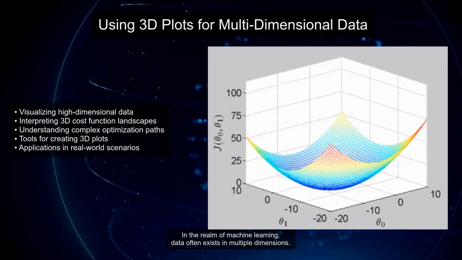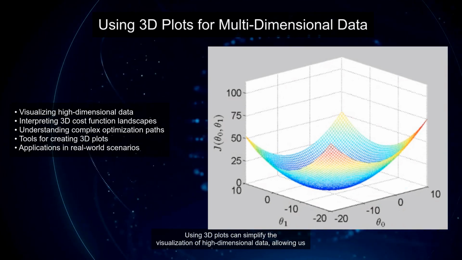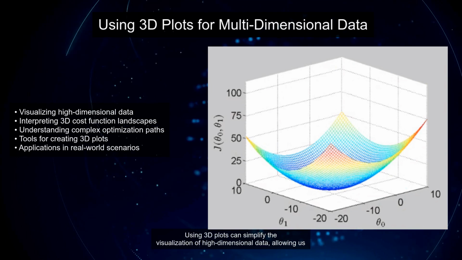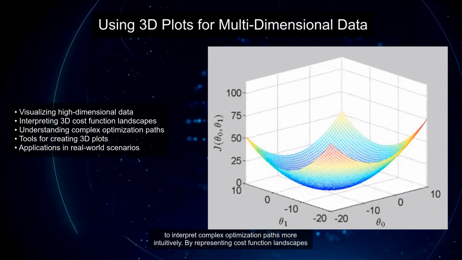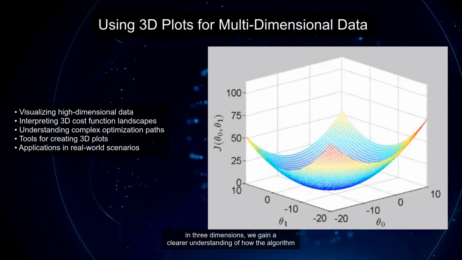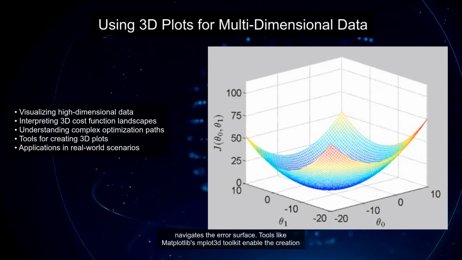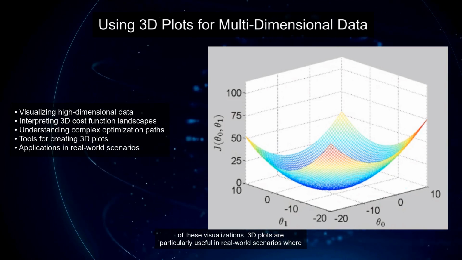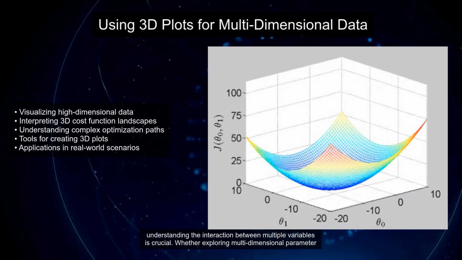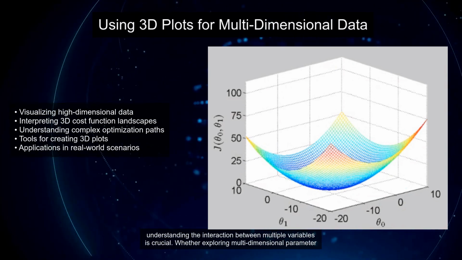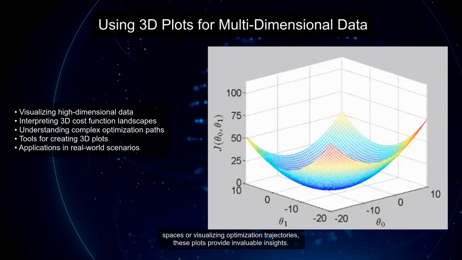In the realm of machine learning, data often exists in multiple dimensions. Using 3D plots can simplify the visualization of high-dimensional data, allowing us to interpret complex optimization paths more intuitively. By representing cost function landscapes in 3 dimensions, we gain a clearer understanding of how the algorithm navigates the error surface. Tools like Matplotlib's Plot3D toolkit enable the creation of these visualizations. 3D plots are particularly useful in real-world scenarios where understanding the interaction between multiple variables is crucial. Whether exploring multidimensional parameter spaces or visualizing optimization trajectories, these plots provide invaluable insights.